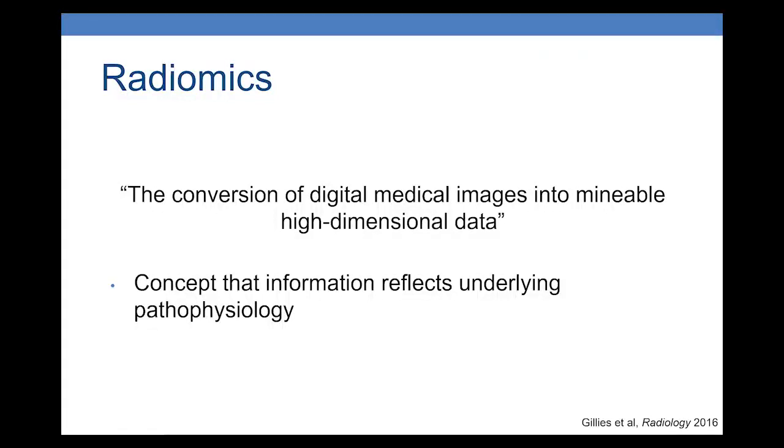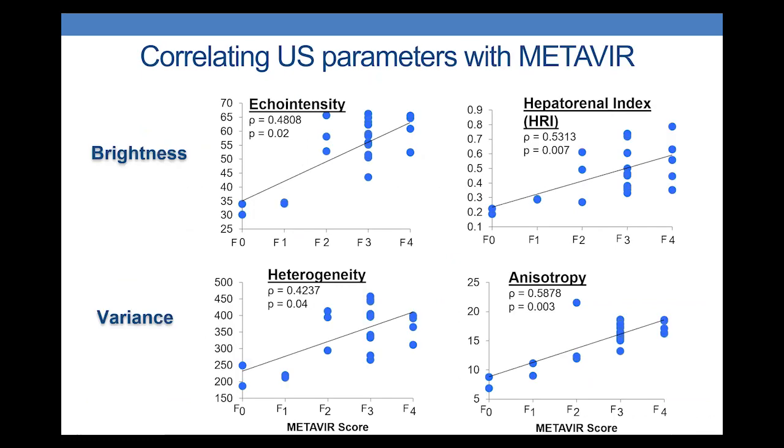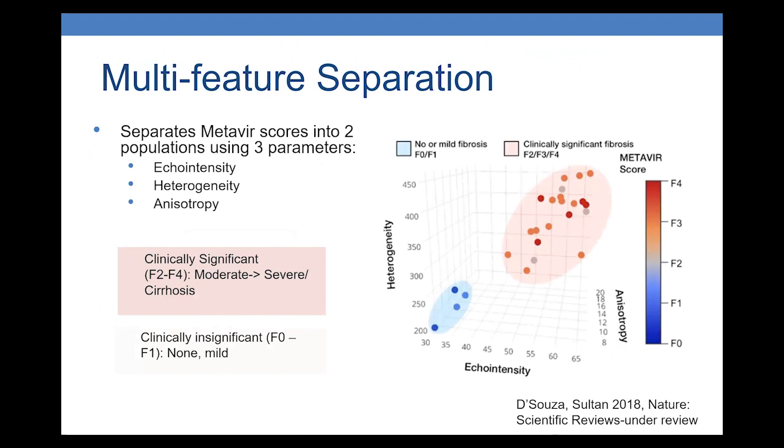So in radiomics, the concept is that the information reflects underlying pathophysiology. So we try to correlate our ultrasound findings with METAVIR scores. There was a very good correlation, especially with the anisotropy and HRI. And the multi-ultrasound features were able to separate the METAVIR scores into 2 different populations, which are the non-clinically significant F0, F1, and clinically significant F2, F3, F4.